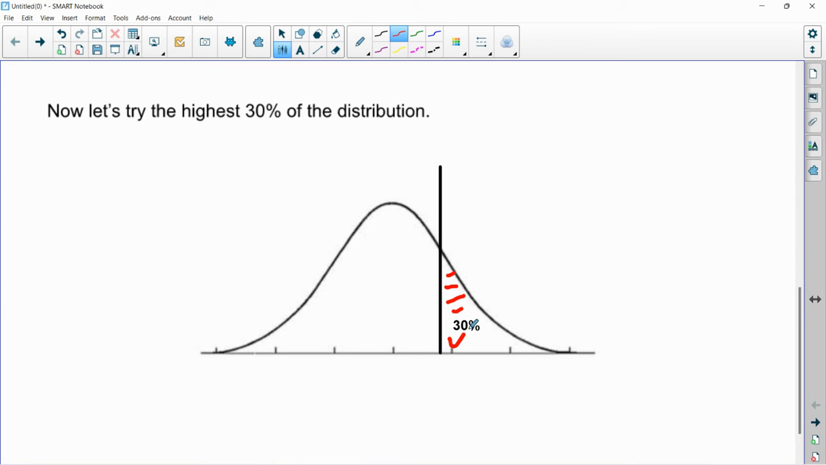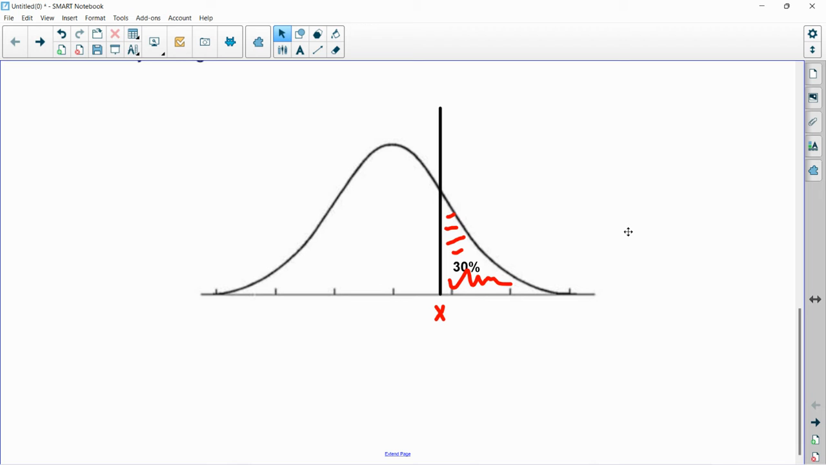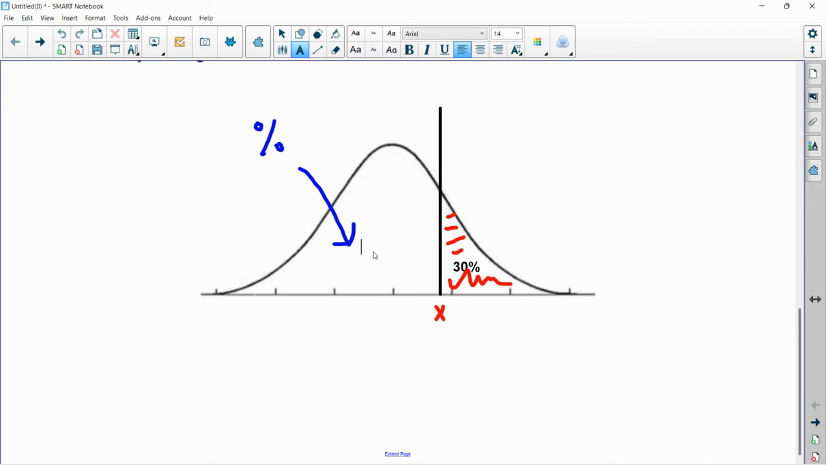Now, we know it's 30%. What we don't know is what is this number here? What is our z-score that's going to put us there? Now, we already know we're going to use inverse normal. So that's fantastic. What we have to remember is inverse normal wants to know, excuse me, what is the percentage in this area? All right, the percentage to the left of our flag. That's what we need to know. So since the percentage is 30% here, we don't use 30%, we use 70%.